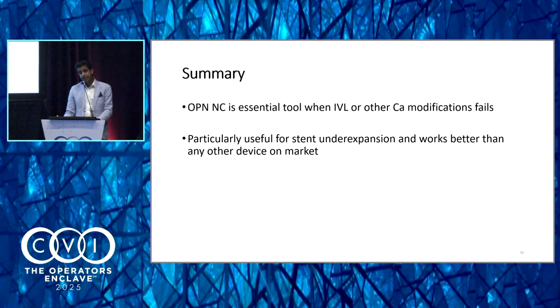So the OPN NC is an essential tool in the cath lab, particularly when other calcium modification fails, whether it's rota or IVL, and it's particularly valuable for stent underexpansion. And I believe it probably works better than any other device on the market when you have an under-deployed stent. And we all have that situation where you have stent regret. The one thing that can bail you out is the OPN NC.